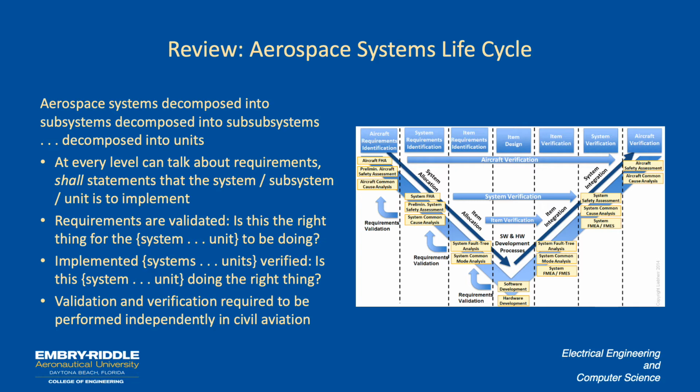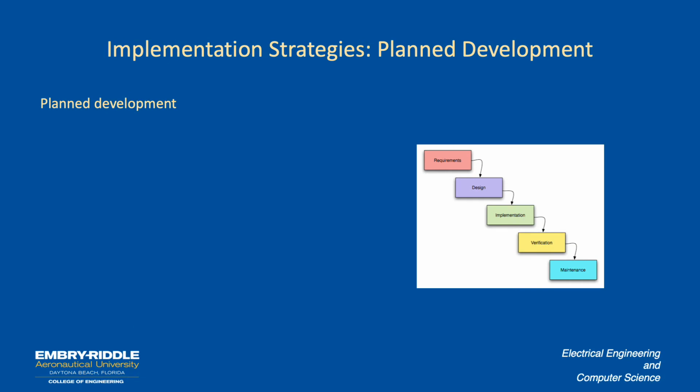So when we get down to the bottom here in this diagram, how do we do the software development? How do we do the hardware development? And in some cases, this applies to the whole system. The implementation strategy we're going to talk about here is called plan development, and it's also known as linear sequential, and also known as waterfall, because this is very similar to what we talked about for the stages of the aerospace systems life cycle. It's done in stages.